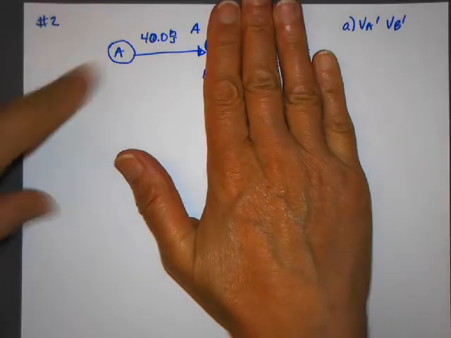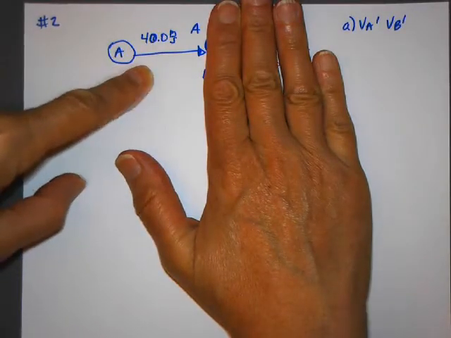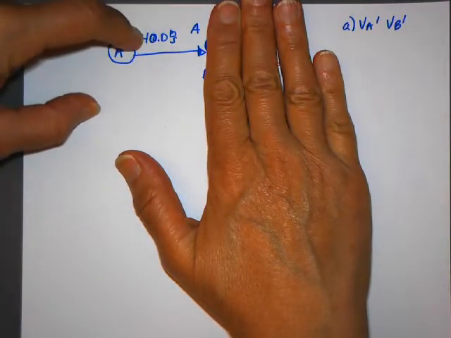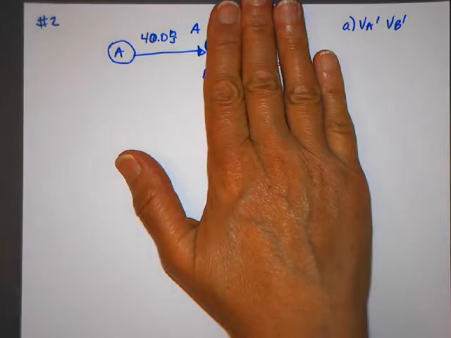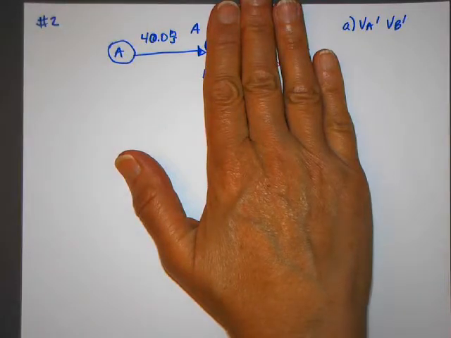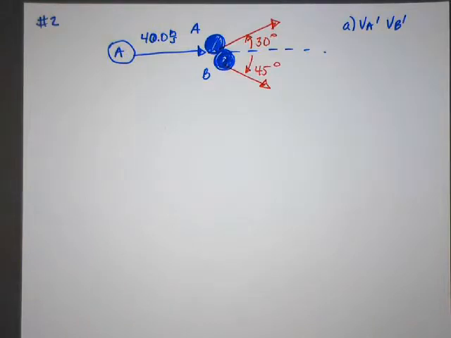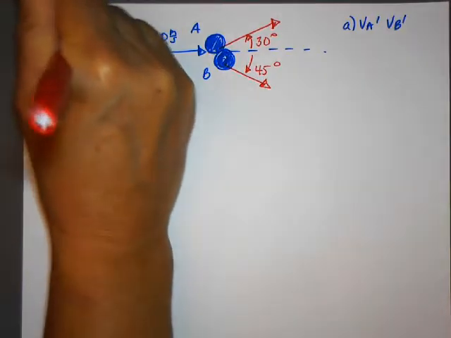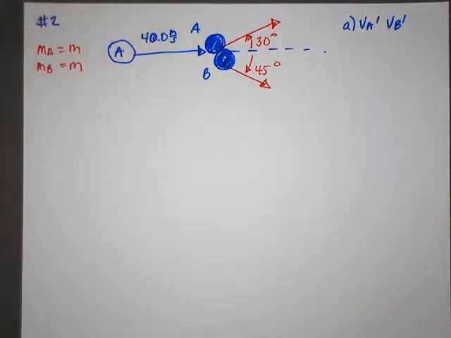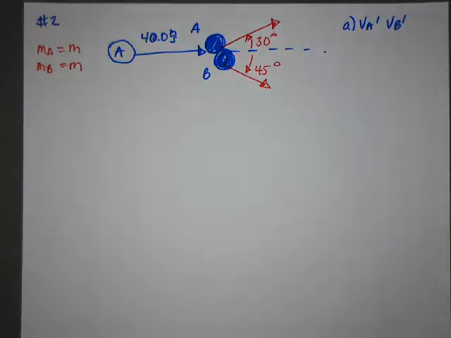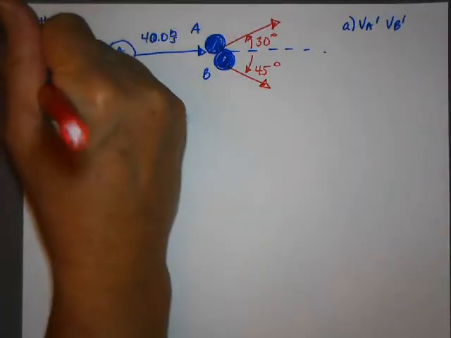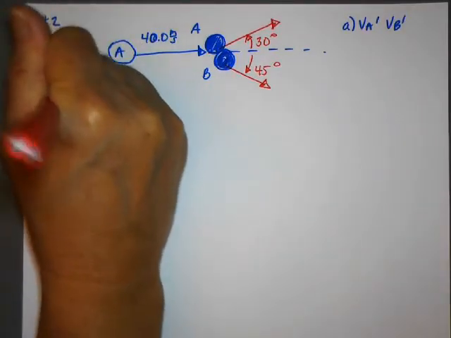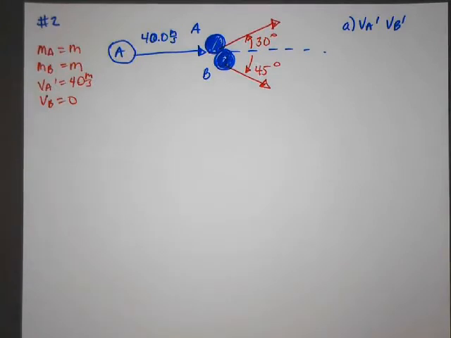Before, the only thing we see here is puck A. So the total momentum before is this mass times this velocity. Now remember that the masses are equal, so instead of calling them MA and MB, we're just going to call it plain old M. We also know that VA is equal to 40 meters per second and VB is 0 because hockey puck B is at rest.